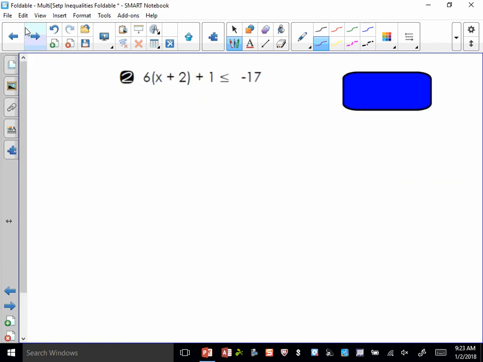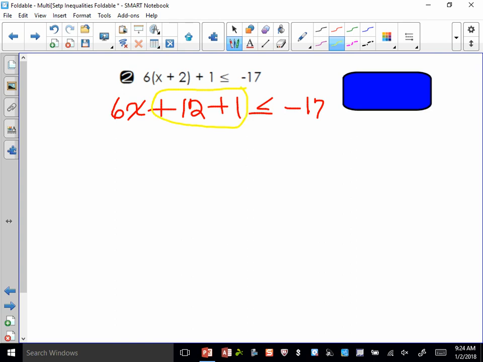Number 2, here I'll have to distribute first because I have these parentheses. So I'm going to say 6x plus 12. Okay, that's the distributive property there. Then I'll bring down the plus 1. It's less than or equal to negative 17. Right? Then I'm able to combine the 12 plus 1. So that's going to give me 6x plus 13 is less than or equal to negative 17.